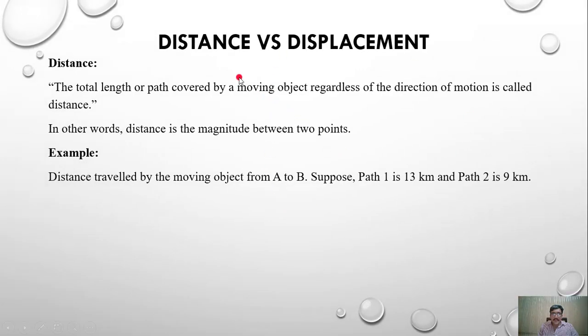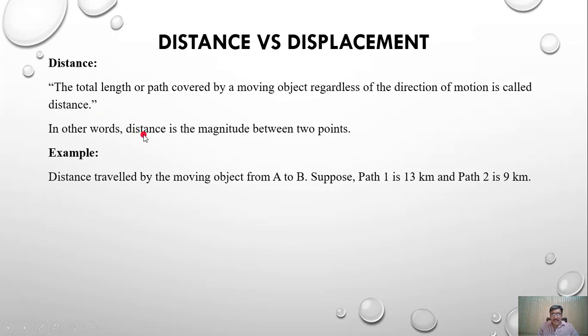Distance versus displacement. So what is distance? The total length or path covered by a moving object regardless of the direction of motion. Here we are not going to consider the direction of motion. We will only consider how much path is covered by the moving object, or what is the total length the object has covered from one point to another. That length or path which is covered is known as distance.